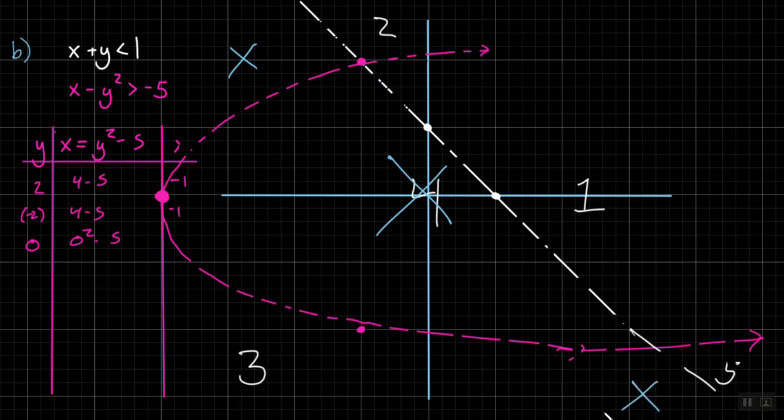What about for the second one? Give me a test point for magenta. Oh, okay. 0 minus 0 is greater than negative 5. True or false? So 0, 0. Which regions get an X in them? 4. Any others? 1 also gets an X.